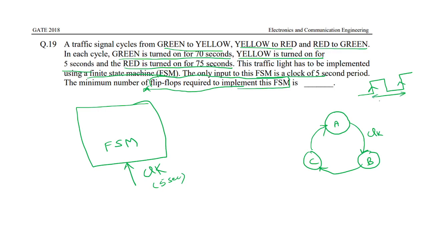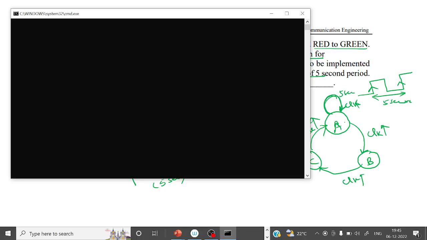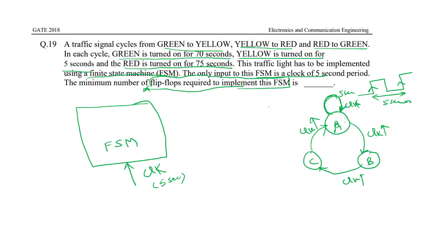This is the time period, 5 seconds. To move from A to B, not necessarily all the time can you move from A to B. You can move from A to A also. After 5 seconds, this is a clock. When you apply the clock pulse, you can stay in A, or you can move to B, or you can stay back in A after 5 seconds. That's what I'm saying. Are you getting it?